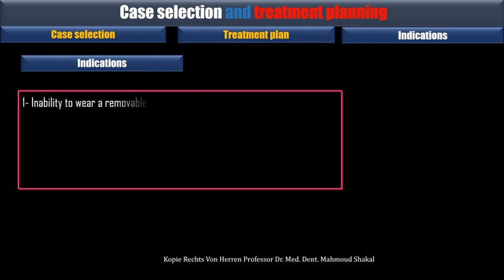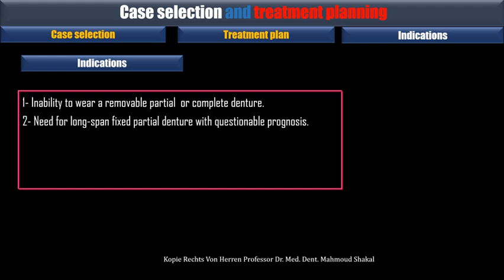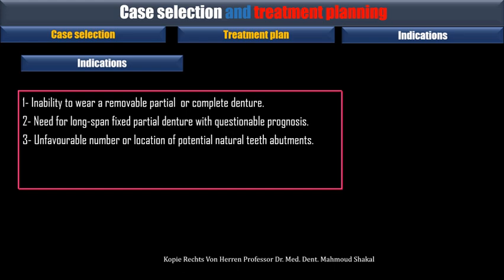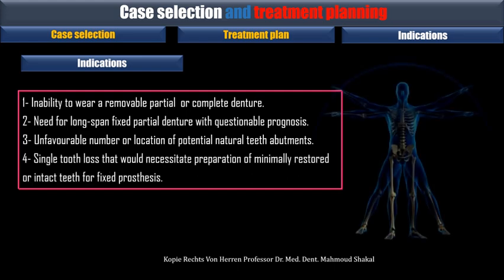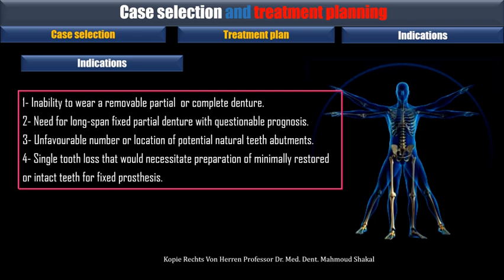Indication: implant fixed prosthodontics is widely accepted for patients who are having a problem wearing a removable partial denture or complete denture, a need for long span fixed partial dentures with questionable prognosis, unfavorable number and location of potential natural teeth abutments, and single tooth loss that would necessitate preparation of minimally restored or intact teeth for an effective prosthesis.